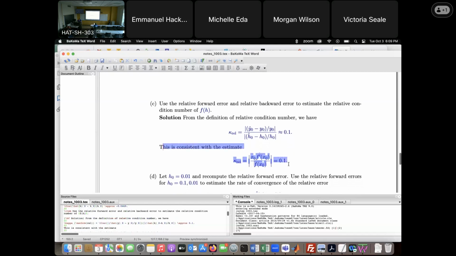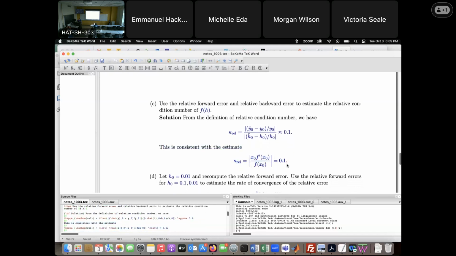The estimate part, just a simplification of the first part? Oh, you mean this part right here? That's just fluff. It's not really part of the question. I mean, you could use it to confirm. Yes, good idea.